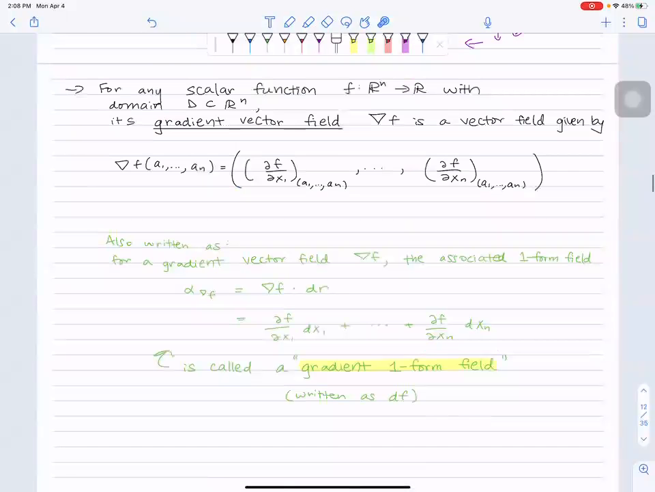Okay, so then we have the gradient vector field. That's kind of the same as what we've learned about the gradient before, where we're taking the derivative. Just now we have lots more parts. So in general, this is our definition. You'll see in the green, I'm always writing the one form language in green. If you wanted to write it in the one form language, the associated one form field is the gradient vector field times dr. Specifically, we have all the dx's again. And this is called the gradient one form field.